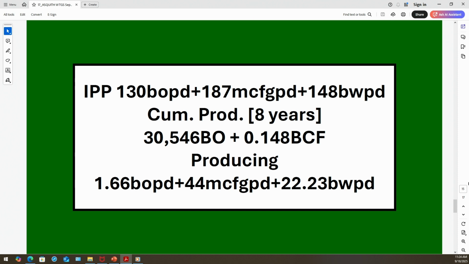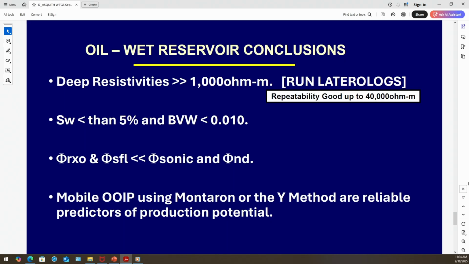The cumulative production in 8 years was 30,546 barrels of oil plus 0.15 BCF. And at that time it was producing, boy, this must have been done by an engineer, 1.66 barrels of oil per day, plus 44 MCF, plus 0.23 barrels of water per day. So you're about at the end of your production. They plugged it not long after that.